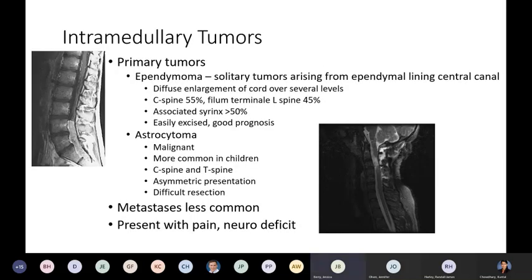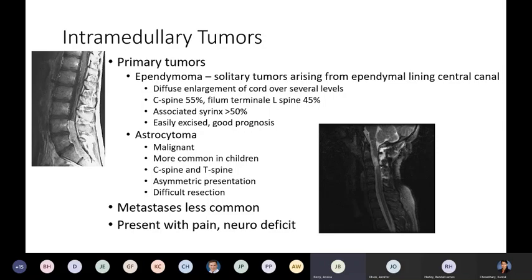So intramedullary tumors, again, metastases are less common here, and most commonly within this category, you'll see primary tumors. Of those, the two main categories being ependymoma and astrocytoma. The ependymomas are a solitary tumor arising from the ependymal cells, and usually you're going to see diffuse enlargement of the cord over several levels, as pictured here. They will occur most commonly either in the C-spine or the filum terminale of the L-spine.